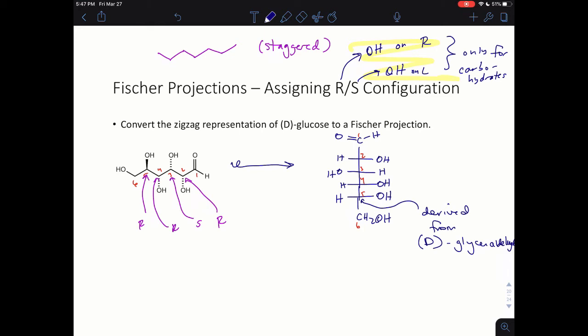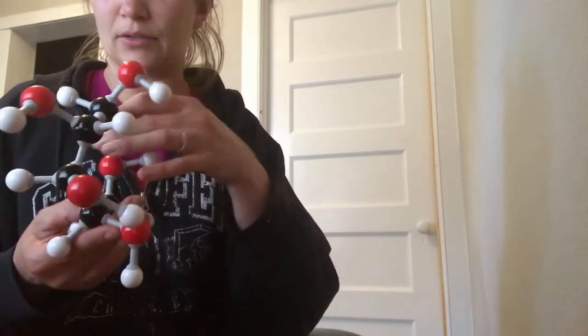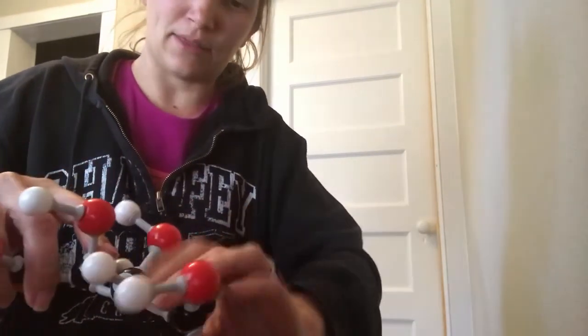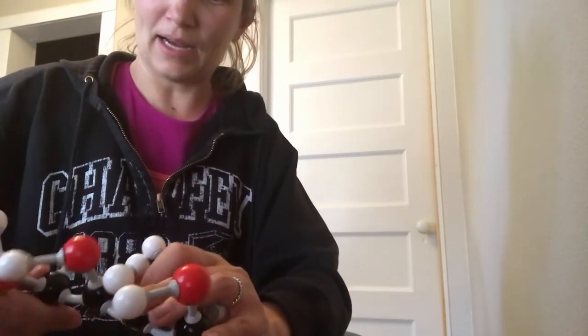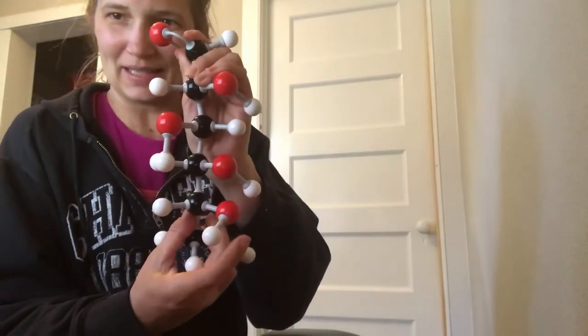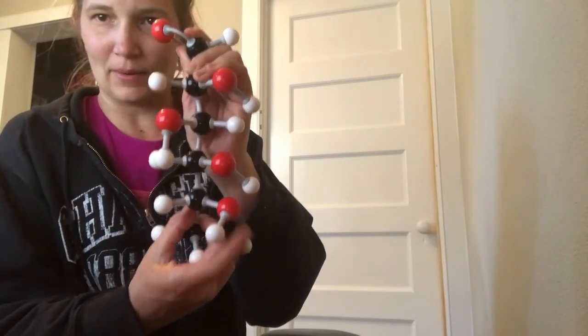But now we're going to take the model, and I'm going to show you how to use your model to convert the zigzag representation to the Fischer projection. All right, y'all, let's do this. So this is what it looks like to have the carbon-carbon chain eclipsed, and all the substituents are pointed out at you. So we're going to try to flatten this chain out like this, where we have the highest priority carbon at the top. And what you should see is you have your hydroxyl to the right on carbon 5, to the right on carbon 4, to the left on carbon 3, to the right on carbon 2.